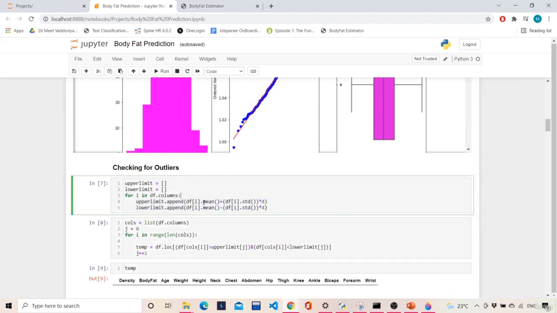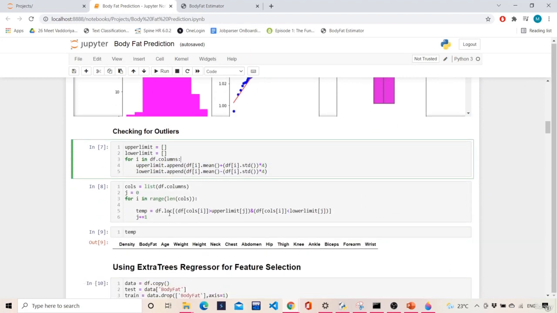Okay, so I'm calculating that, and that is what is written here. For df of the column, if there are values which are greater than the upper limit, that is 3, and if there are values which are less than the lower limit, that is -3, then those are nothing but our outliers.